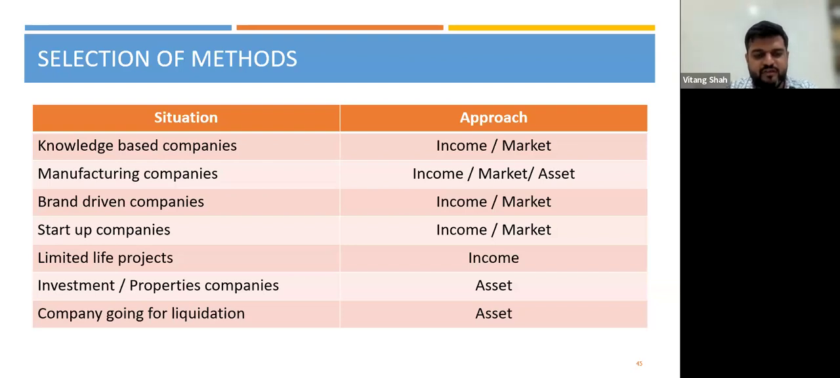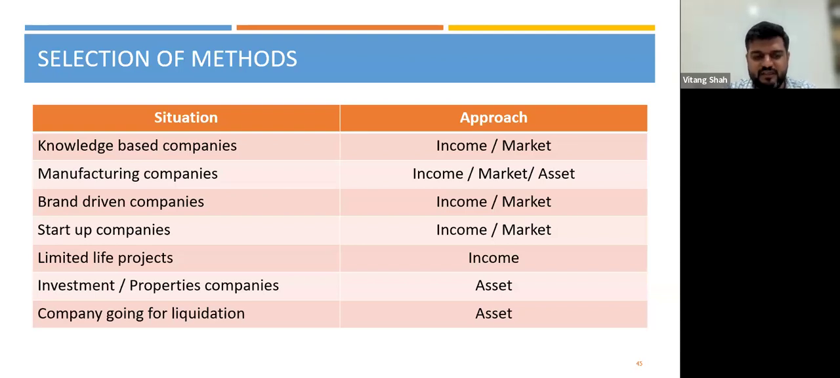You could have investment companies or property companies which are not into any other business other than just investing and trying to earn dividend or interest income from the investments, and also trying to earn capital appreciation from there.